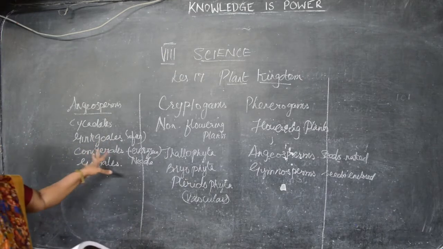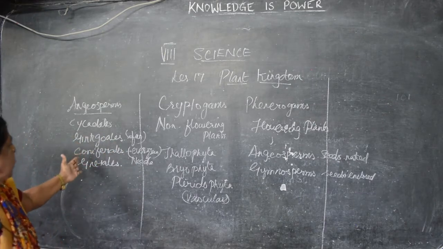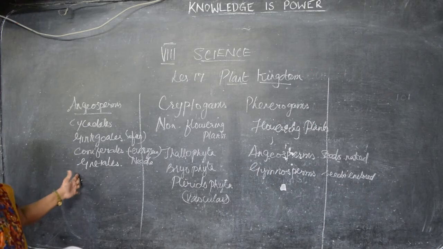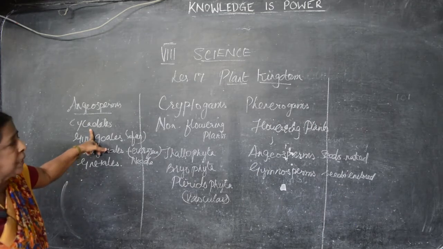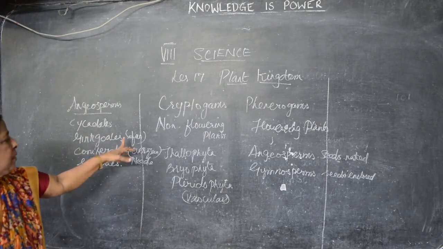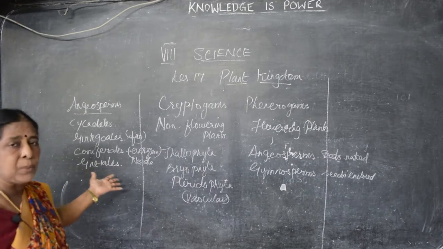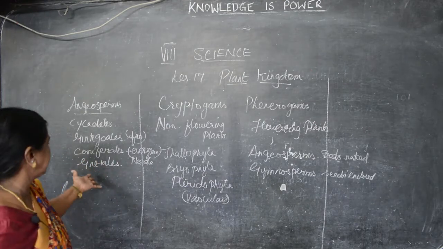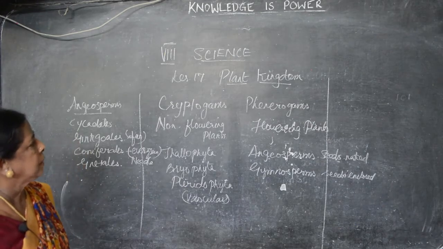So gymnosperm is a naked seed plant. It has 4 divisions: Cycadales, Ginkgoales, Coniferales and Gnetales. The G is silent here. Cycadales, I said, is cycas, palm-like trees. This is Ginkgoales, a group of trees with fan-shaped leaves. Coniferales have needle-shaped leaves and are found in evergreen forests. And Gnetales are the highest category of the gymnosperms.